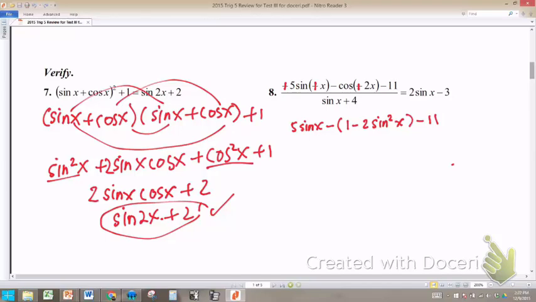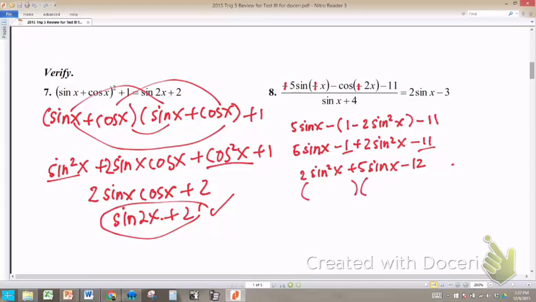I'll just work with the numerator. I'll leave the denominator for the next step. So now, distributing the negative sign, I get 5 sine of x minus 1 plus 2 sine squared of x minus 11. Combine my like terms, and I get 2 sine squared of x plus 5 sine of x minus 12. Factoring that out, you could use the x. Make sure that you take the 2 times negative 12, which is negative 24, and the 5 goes down here. What makes that work is 8 and a negative 3.